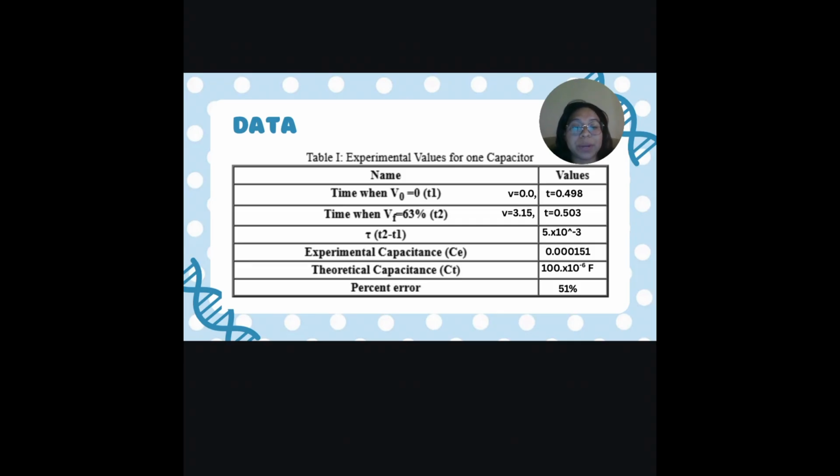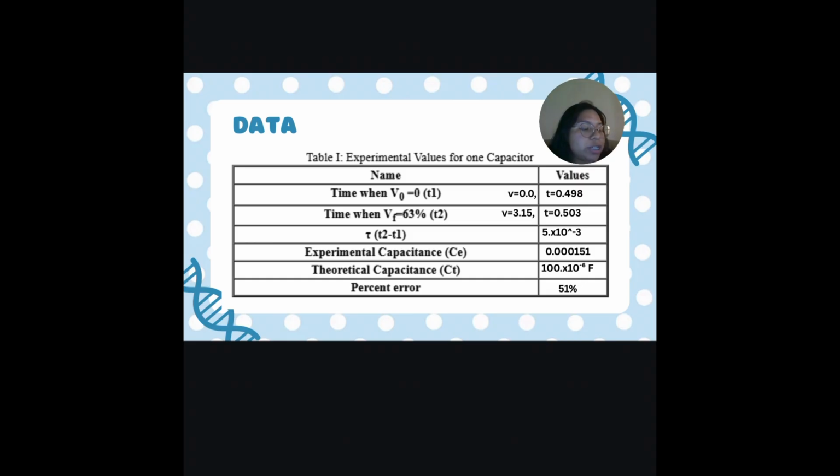Following that, we found our experimental capacitance, which was that same number, the 0.005, divided by the 33 farad. And then from there, we got our capacitance of 0.000151. And then our theoretical, we had gotten it from it being 100 microfarads. And then we changed it into normal farads, which was 100 to the negative 6 power farads.